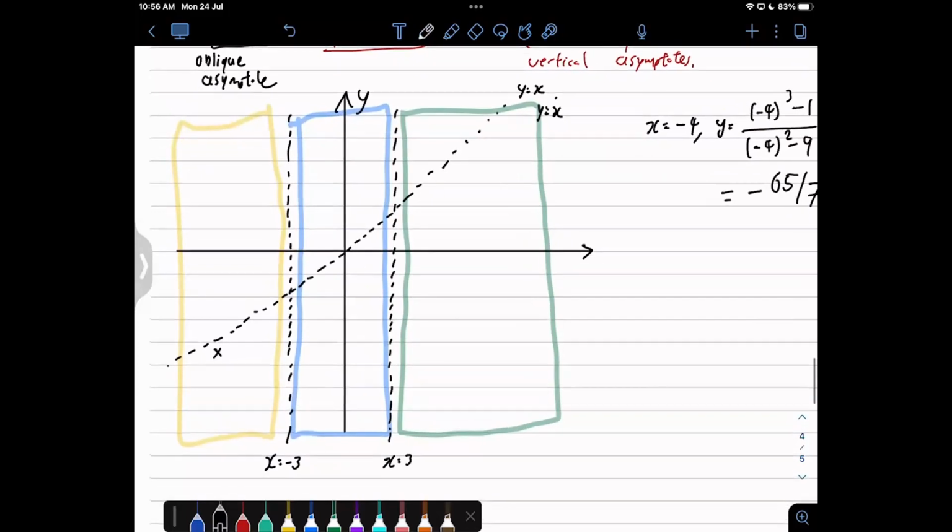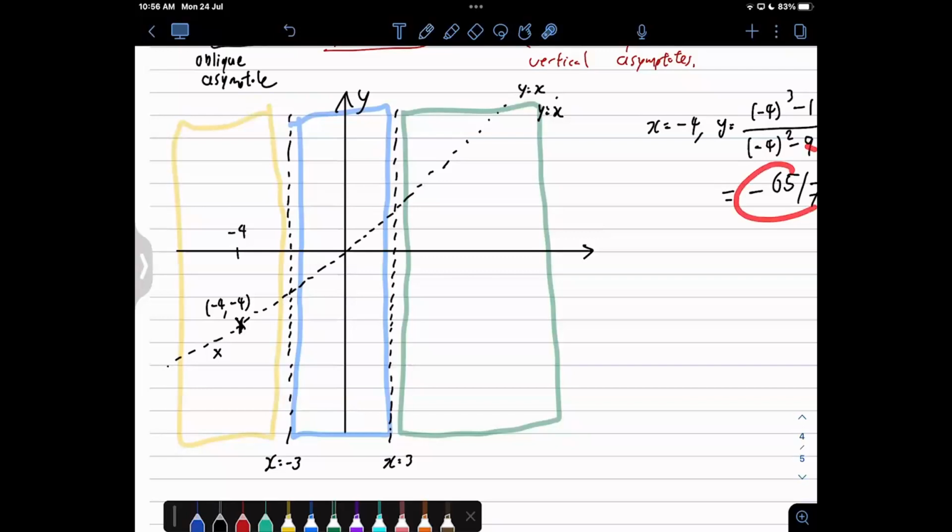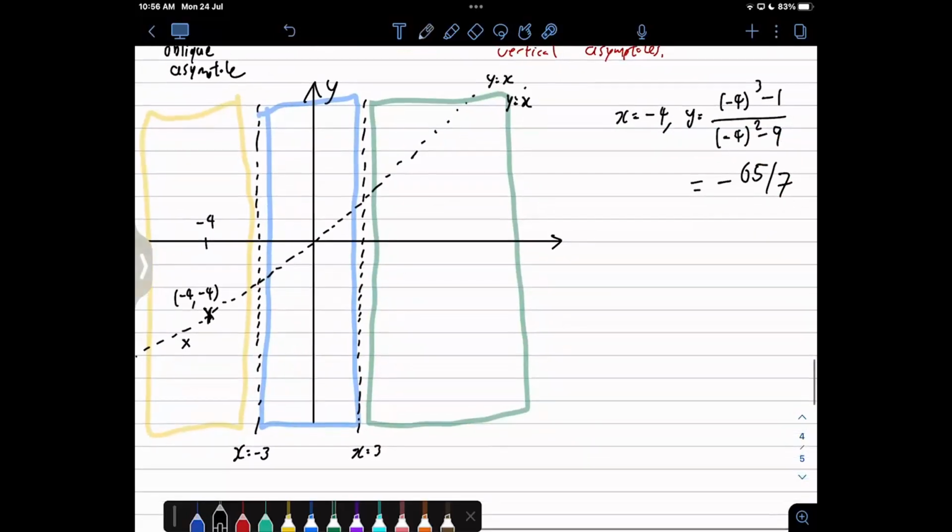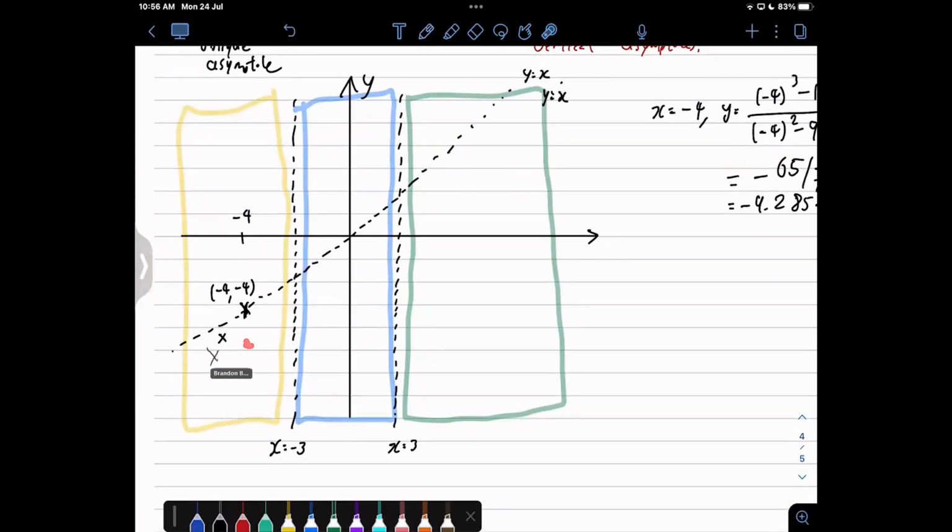When x equals -4, what's the corresponding y coordinate of this oblique asymptote? Lucky for us, it's just y equals x, so it's just -4. Then -65 over 7, I see the decimal. It's around -9.2857. So it's below. So that means it must be like this, a point here.